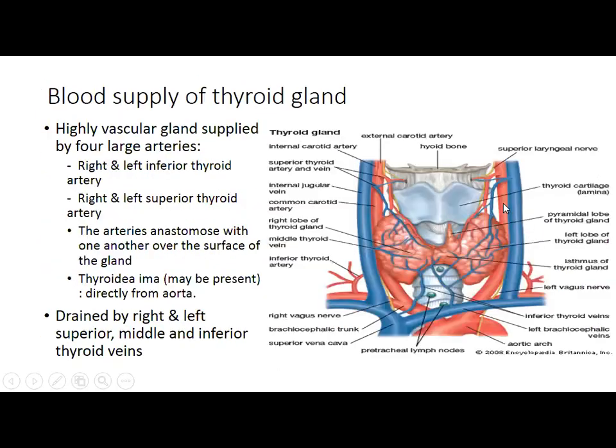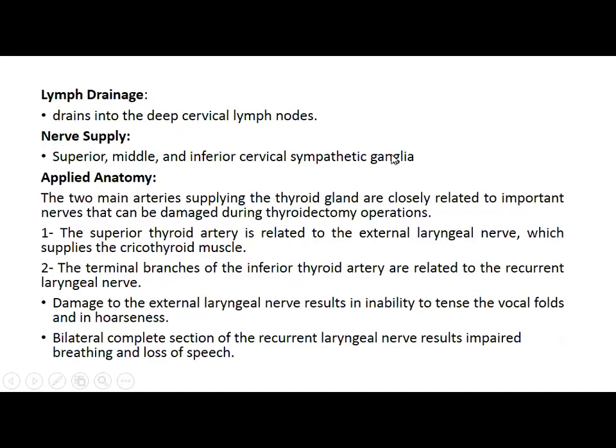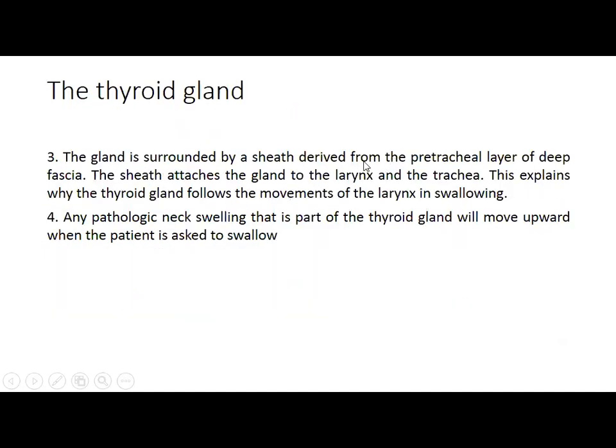If you see here in this section, you can see there is a sheath around. This is the pretracheal fascia covering the whole of the gland. It is not only covering the gland, but also the trachea and the esophagus. So whenever the trachea moves, this gland also moves, because it is all covered by the pretracheal fascia. So this is important. This explains why the thyroid gland moves when the larynx is moved during swallowing.